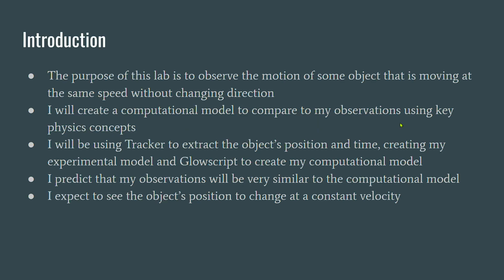To begin, the purpose of this lab is to observe the motion of some object that is moving at the same speed without changing direction, and in this lab, I used a round container as my object. I will create a computational model to compare to my observations using key physics concepts. I will also be using Tracker to extract the object's position and time, creating my experimental model, and I'll be using GlowScript to create my computational model.